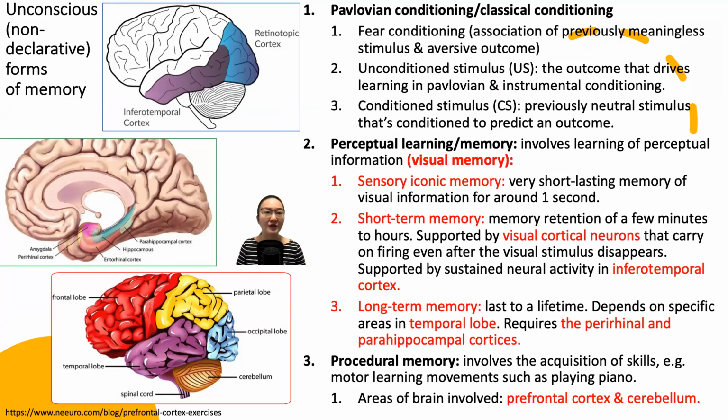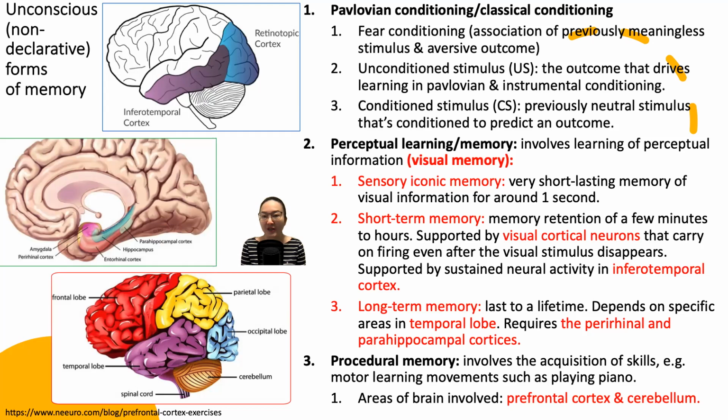Unconscious or non-declarative forms of memory. There are three parts here. Pavlovian conditioning, or classical conditioning, fear conditioning: association of a previously meaningless stimulus and an aversive outcome. Unconditioned stimulus: the outcome that drives learning in Pavlovian and instrumental conditioning. Conditioned stimulus: a previously neutral stimulus that is conditioned to predict an outcome.